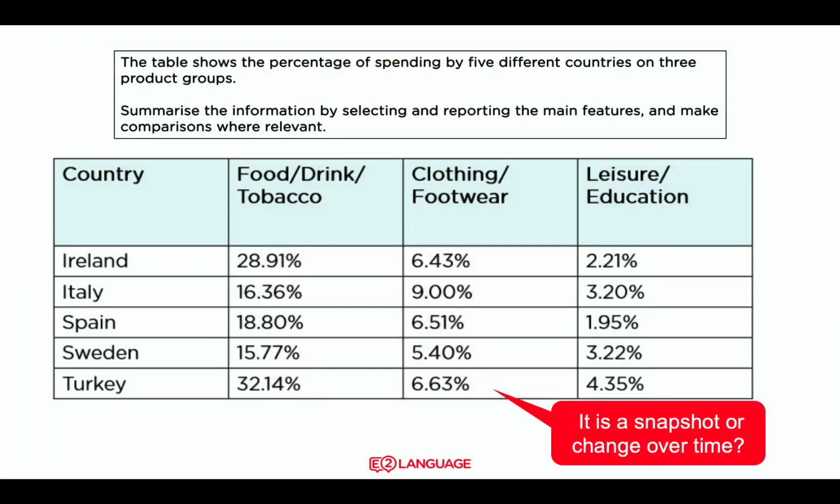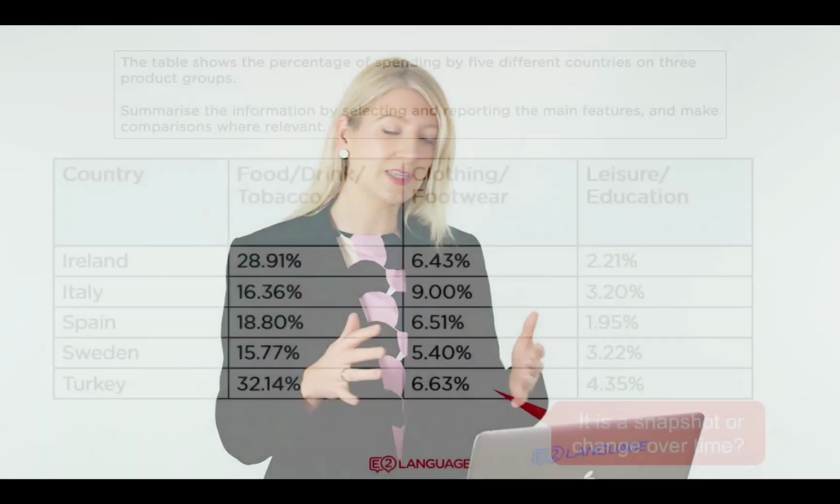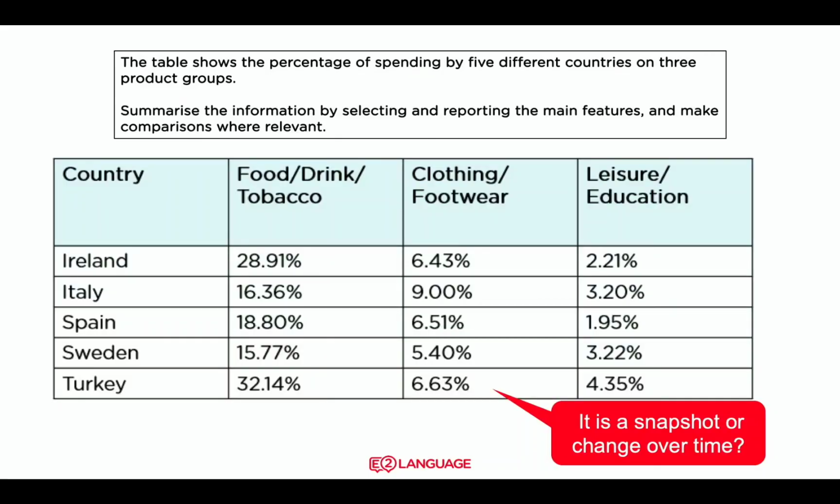So when we look at our graph, the first thing that we're thinking about is: is it a snapshot or is it change over time? So when we were looking at line graphs, we were dealing with change over time language. Remember, we were talking about the ups and the downs and the position of the elements. When we were looking at some of the other tasks, we were dealing with a snapshot. So in that case, we're looking at the biggest differences. What was the highest? What was the smallest? That kind of thing. So when we look at this table, is it a snapshot or is it change over time? There are no dates here. Clearly, this is a snapshot.